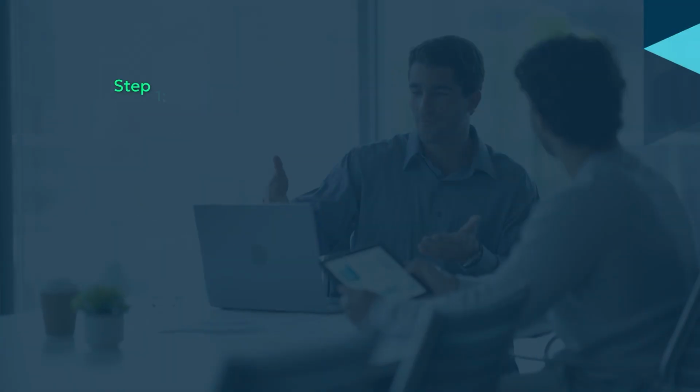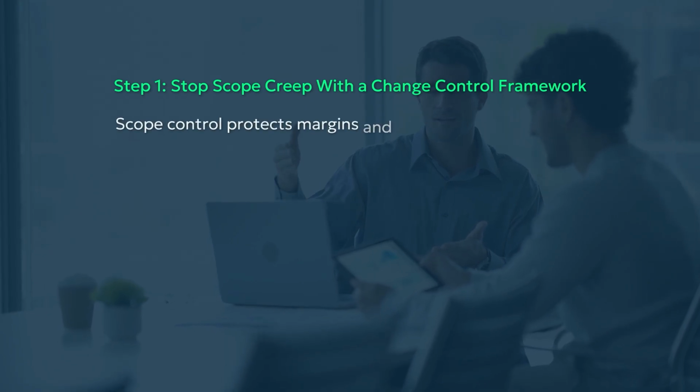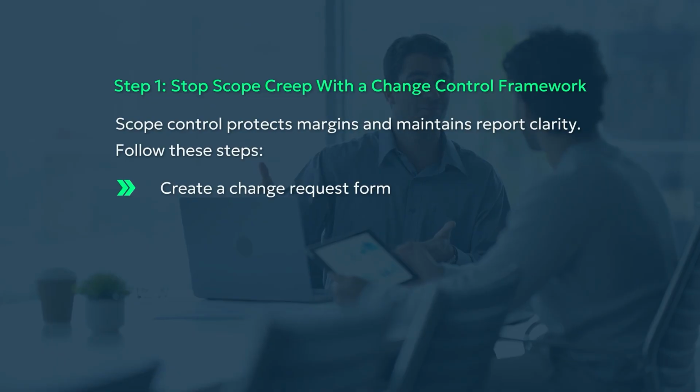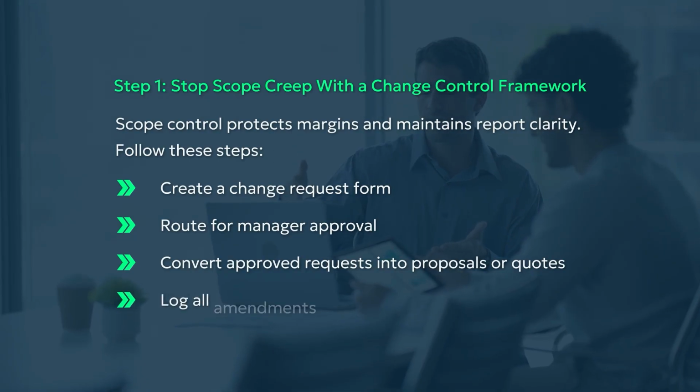What to do after automation? Step 1. Stop scope creep with a change control framework. Scope control protects margins and maintains report clarity. Follow these steps. Create a dedicated change request form. Route for manager approval. Convert approved requests into proposals or quotes. Log every amendment.